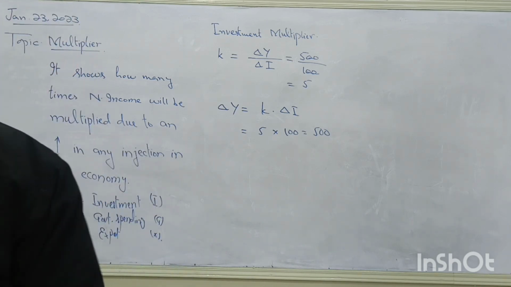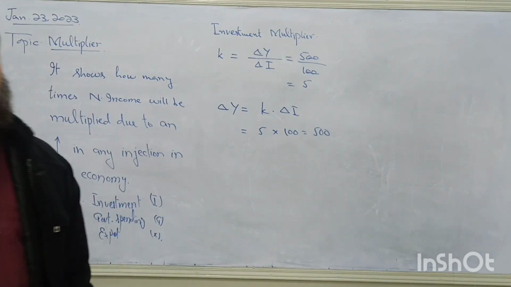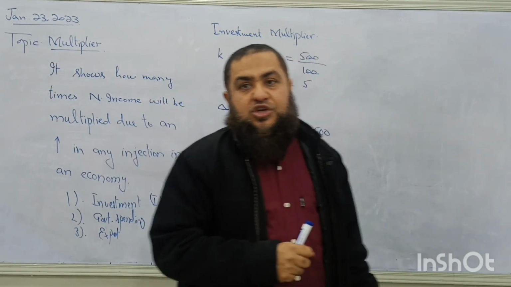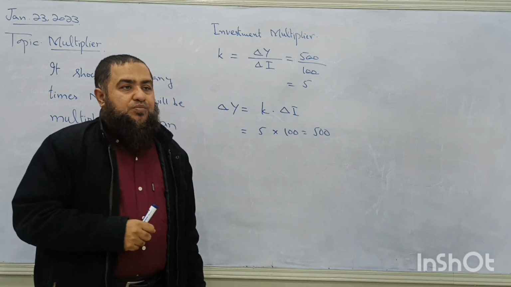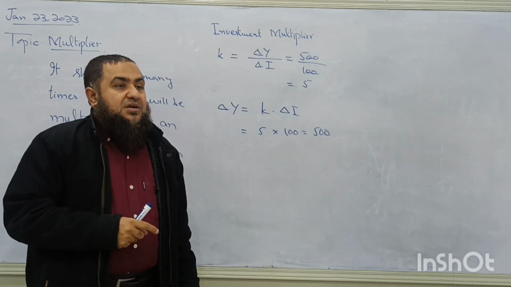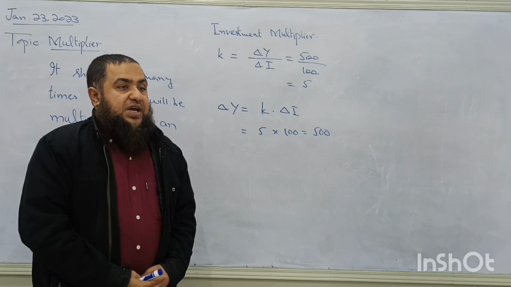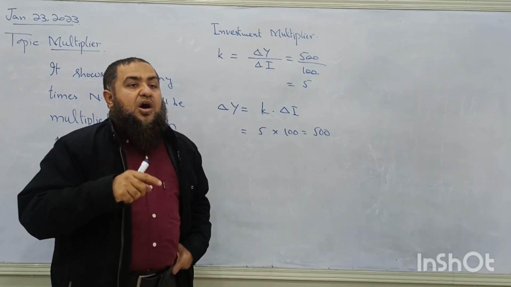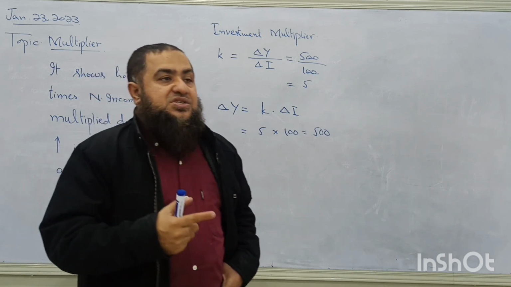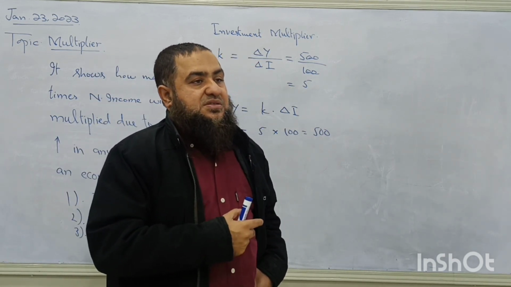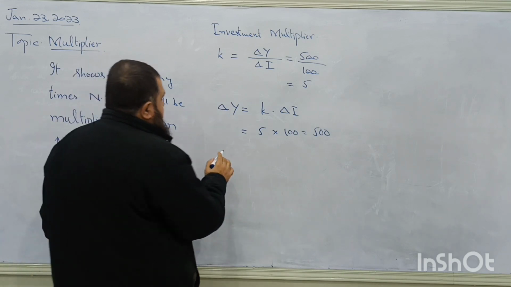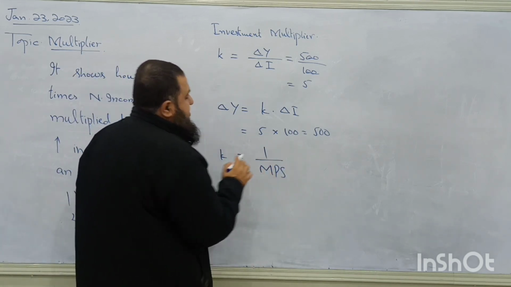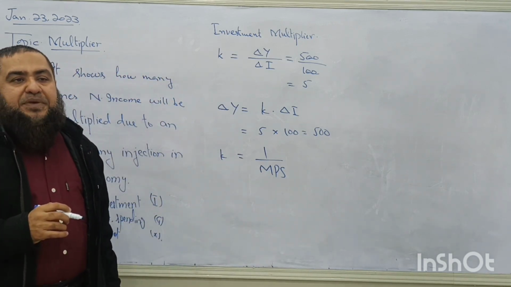It depends upon the marginal propensity to save. Do you remember MPS? What is MPS? Marginal propensity to save: out of every additional dollar of income, how much is the change in national savings. For example, K is equal to 1 over MPS. What is it? 1 over MPS.